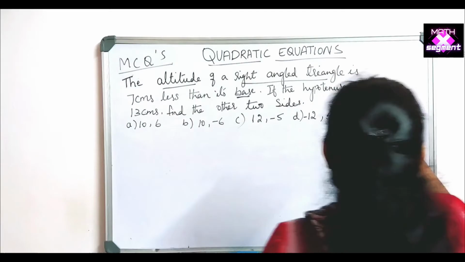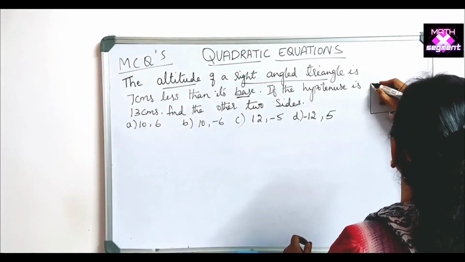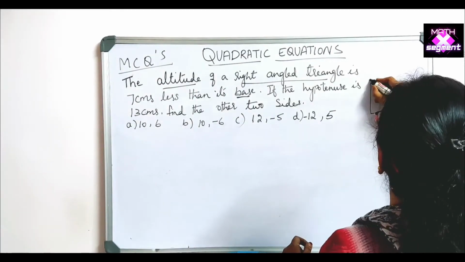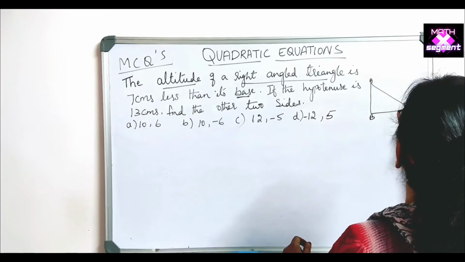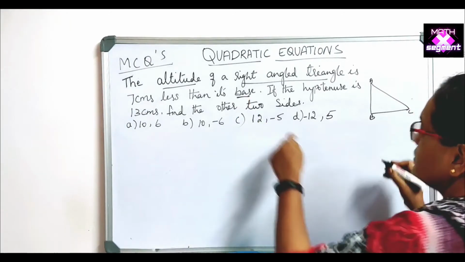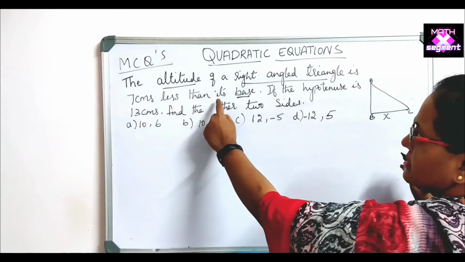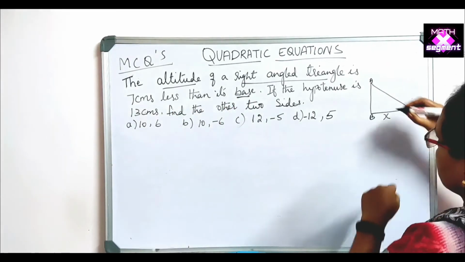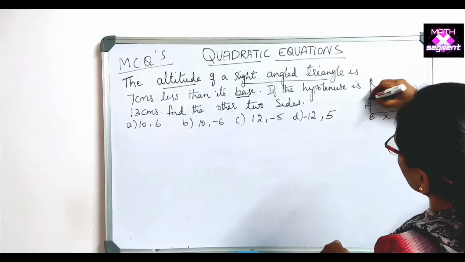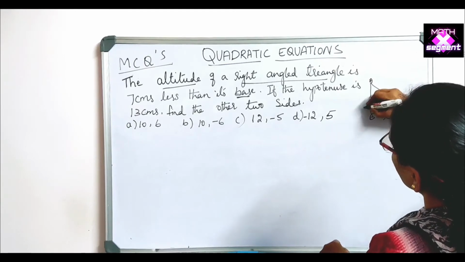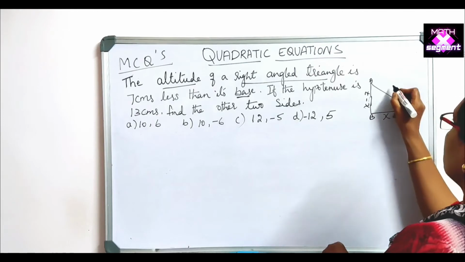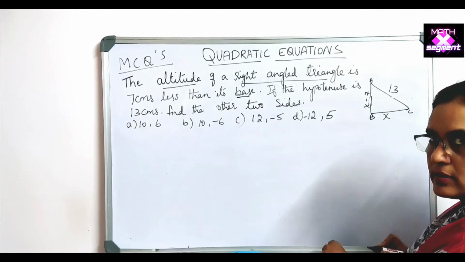So first we will draw the right angle triangle and we name it as A, B, C. Now we don't know the base, so we are taking it as x. And what is the height? 7 centimeters less than its base. Our base is x, so it is x minus 7, and hypotenuse is 13 centimeter.